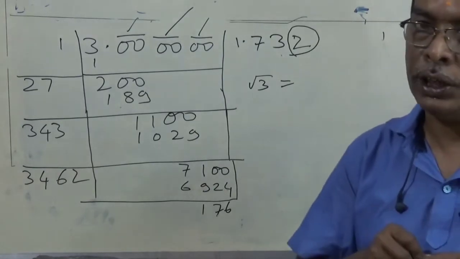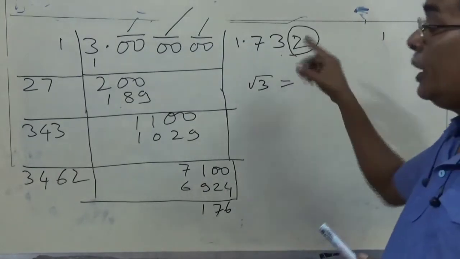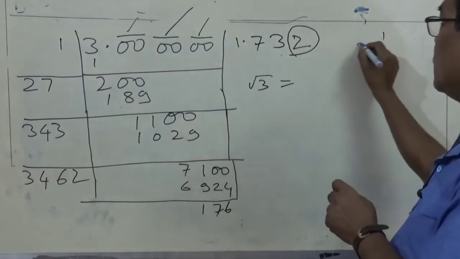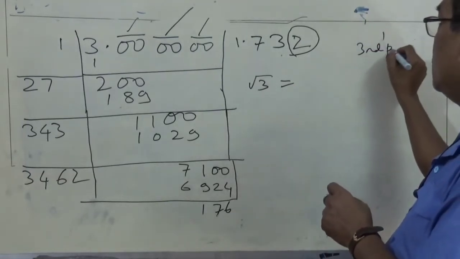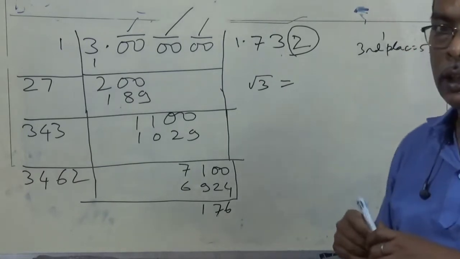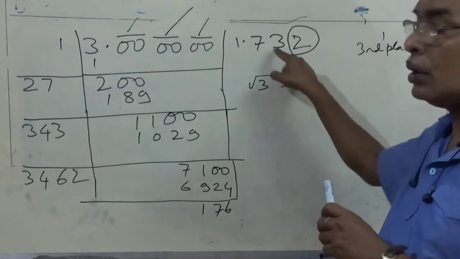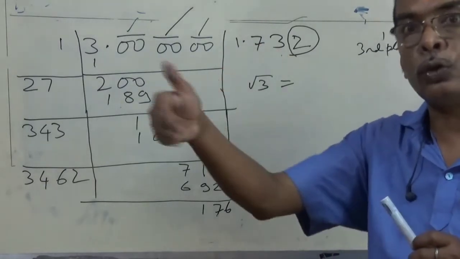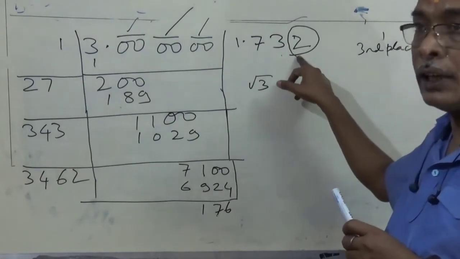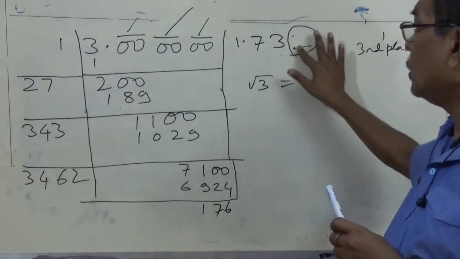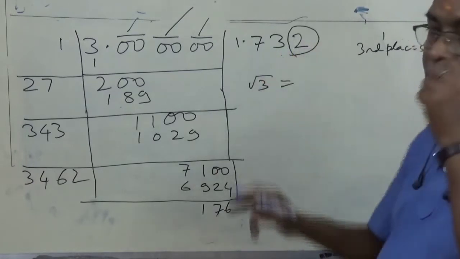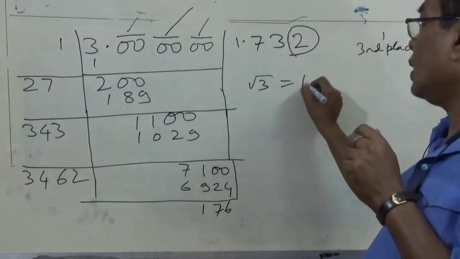Yes, listen very carefully. This 3rd place number, if it is equal to 5 or more than 5, in that case, this one 3 will have to be considered as 4, the next number. But if it is less than 5, here it is 2, here it is 2, in that case, what you will have to do? You have to take this as it is. So it will be 1.73.